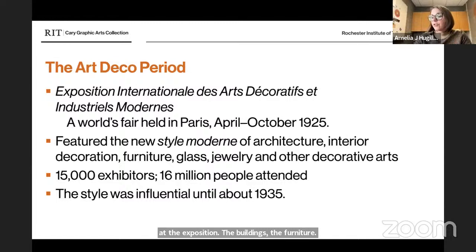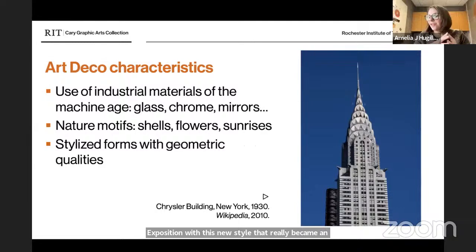Art Deco design trend spread to many consumable items, not the least of which was, of course, Art Deco type. And I always pause on that third bullet point there, and think about how many millions of people they estimate saw this exposition with this new style that really became an international movement. I show the Chrysler Building here because it's one of the most recognizable examples of American Art Deco, with its stylized gleaming chrome sunburst at the top.